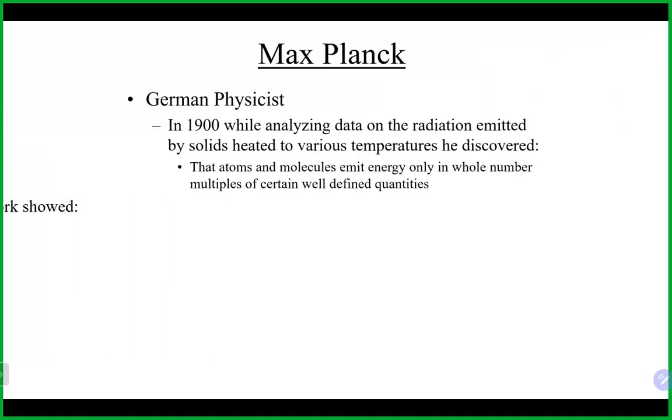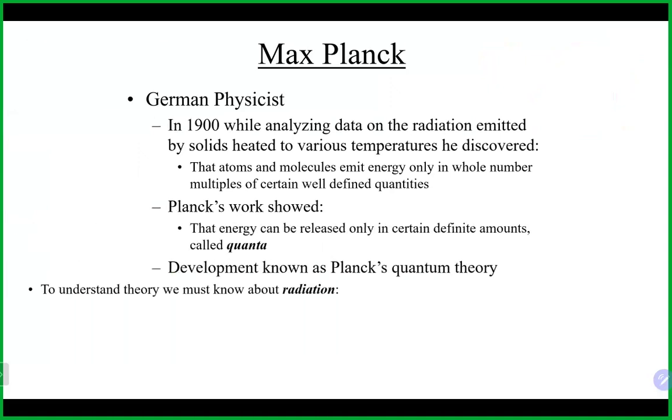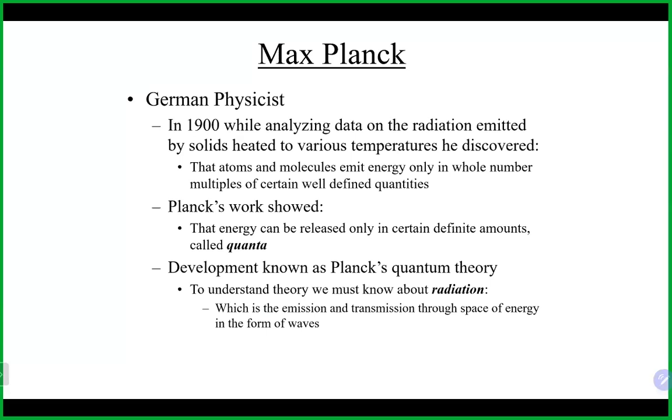Now, one of the earliest ideas of how energy moves around was developed by a man named Planck. In the 1900s, he did a lot of work with radiation. Planck's work showed that energy can be released and absorbed only in definite amounts. These definite amounts, or packets of energy, are known as a quantum of energy, or quanta of energy.